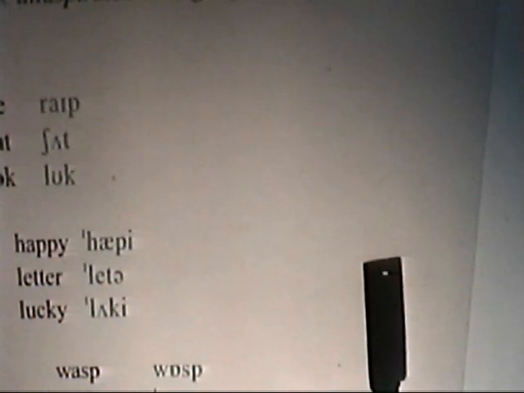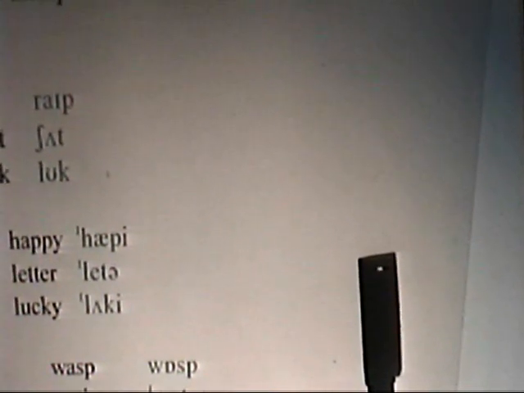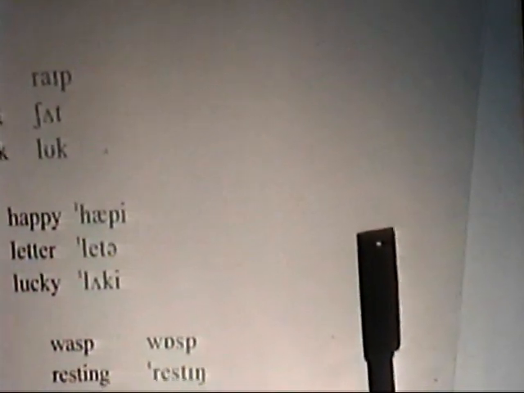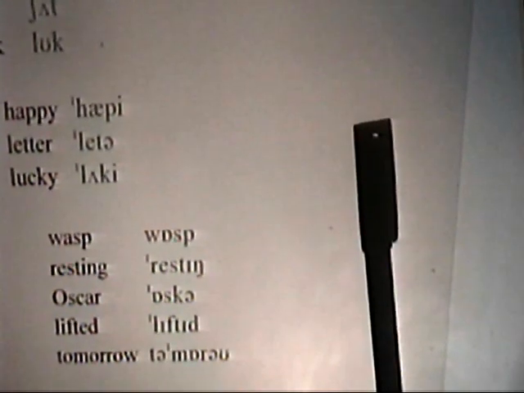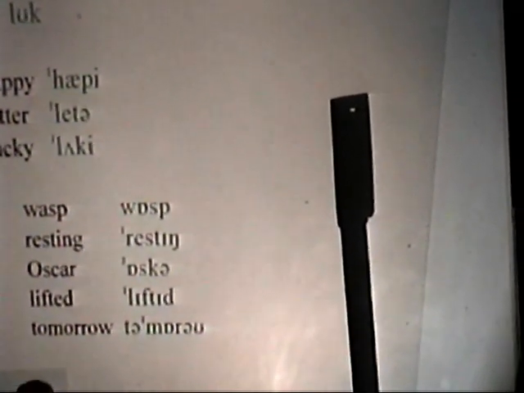Interestingly enough, it also seems to be the case even after S at the ends of words like wasp. There's a wasp out there. In the middle of words like resting, not quite as unaspirated as in sting. Oscar, lifted, all of these being after a fricative in the middle. And we've already looked at the case of words like tomorrow, today.